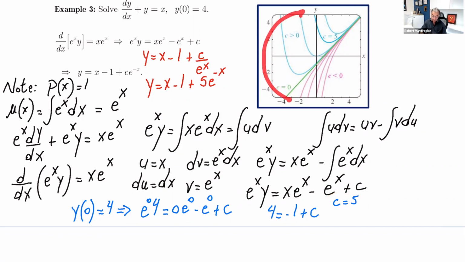And here you have the curves for different values of c. If c is 0, then we see that we have just a line right here.